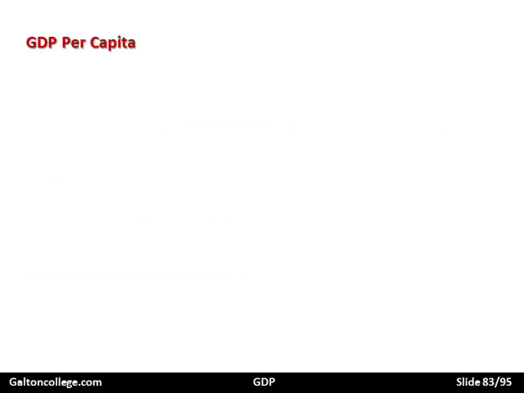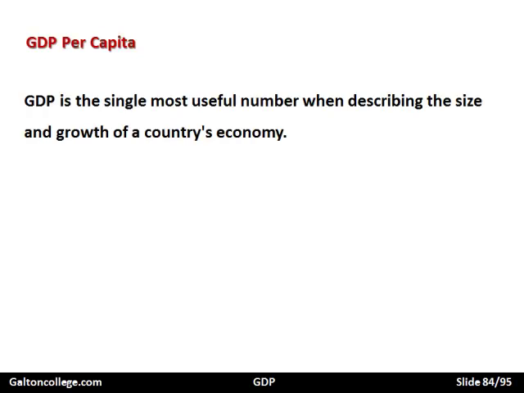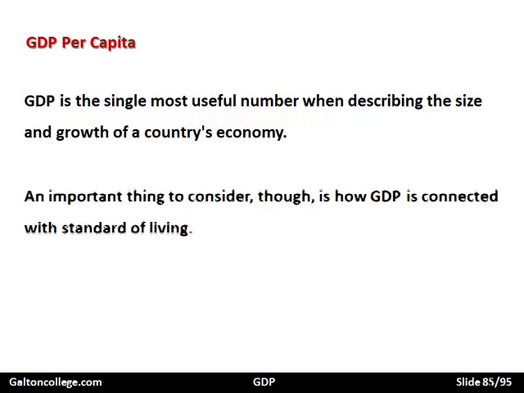GDP per capita: the output per head, the output per person living in the country. Well, this is the single most important number when describing the size and growth of a country's economy. What we want to know is, how does it affect us? It's pointless talking in billions like governments do. We want to know, how does it affect us as individuals? How are we doing? An important thing to consider, though, is how GDP is connected with standard of living.